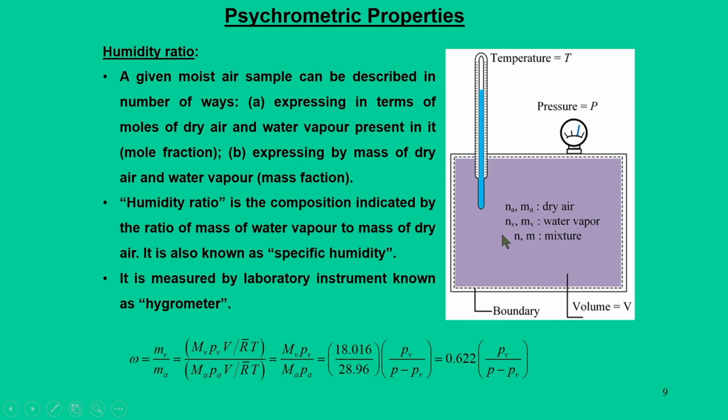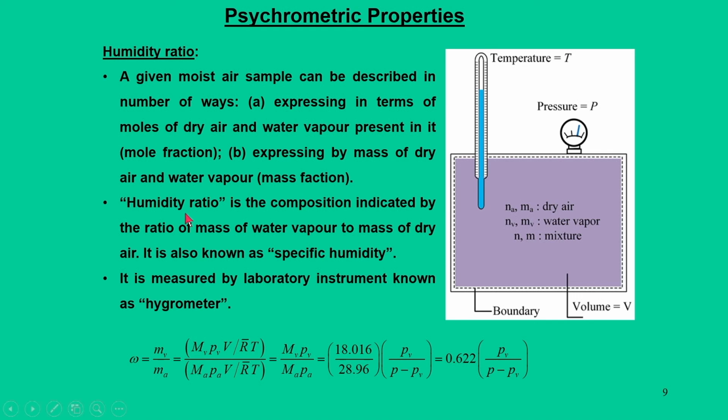Now, how are we going to quantify? When you say quantifying, then we have to define its properties. There are two ways in which this moist air sample can be described. First, by expressing it in terms of moles of dry air and water vapor present in it. We call this the mole fraction. The other way is to express them in terms of their mass, which we call mass fractions. So there are two ways, mole fraction or mass fraction.